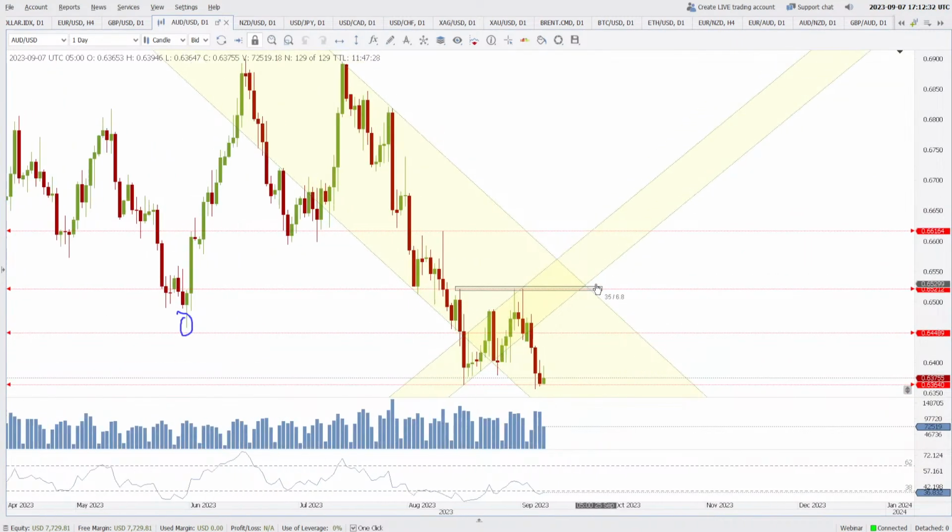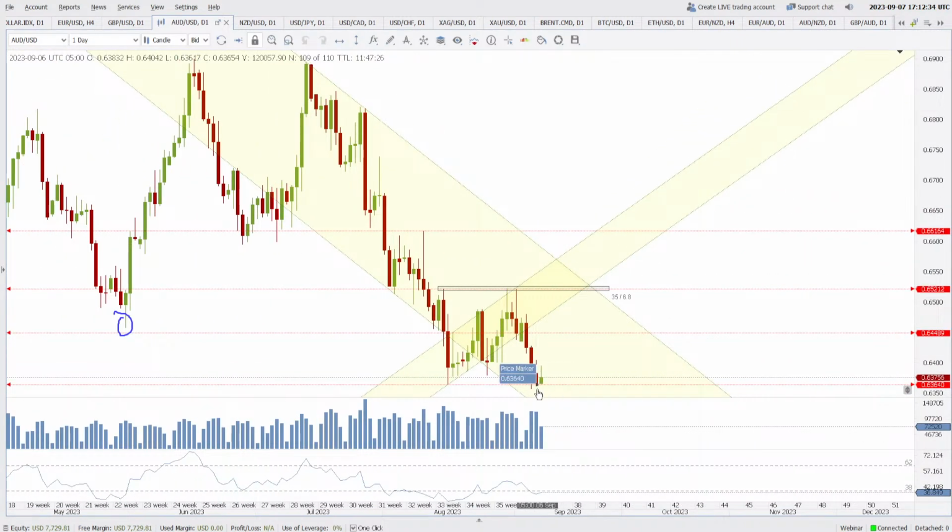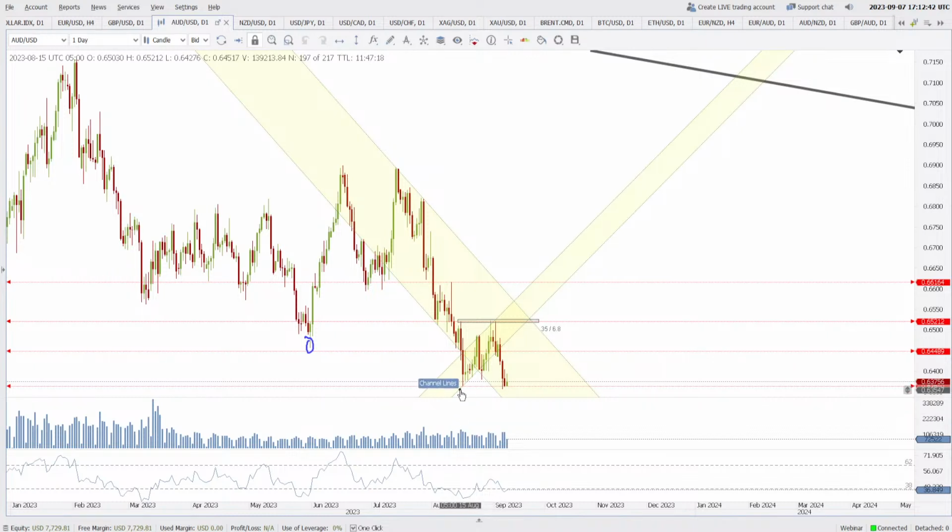Australian dollar, which we are expecting to find some support here. Why are we expecting Australian dollar to find some support here? Because of this RSI divergence. Here the price has made a new low, lower than the previous one, but the RSI has not dipped below the previous low. That means there is a relative strength in the RSI.